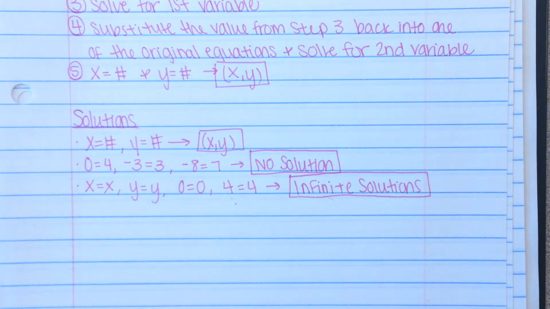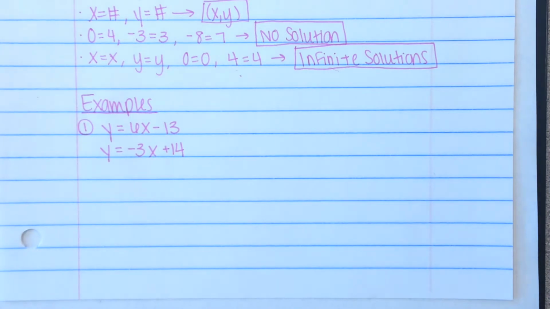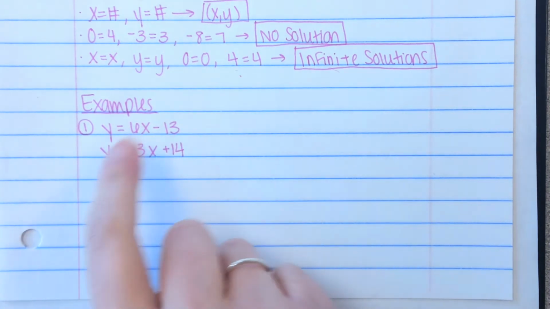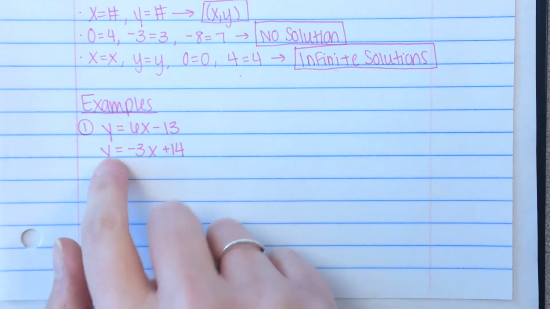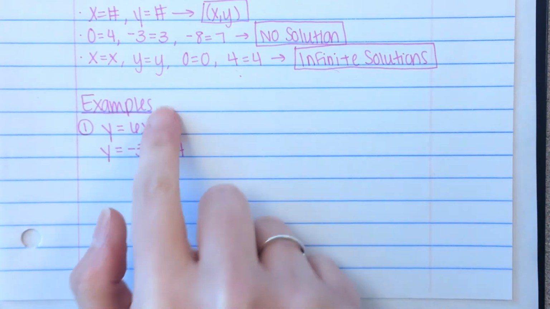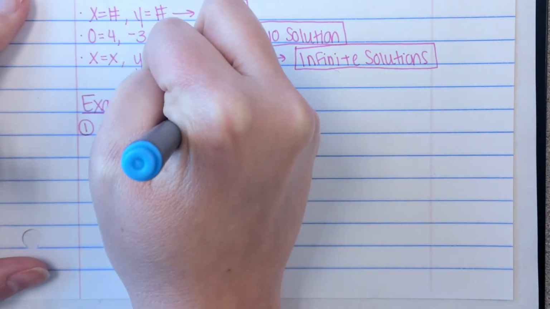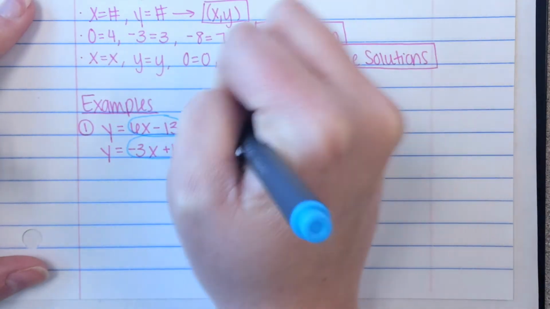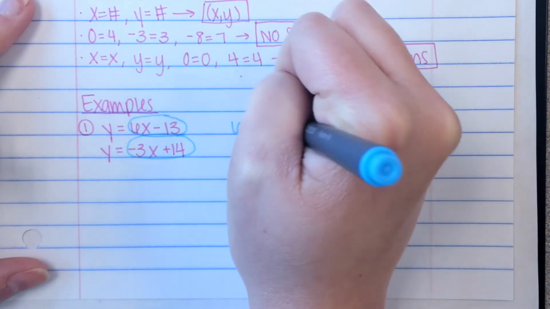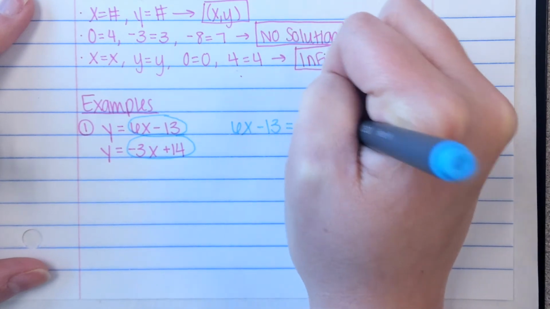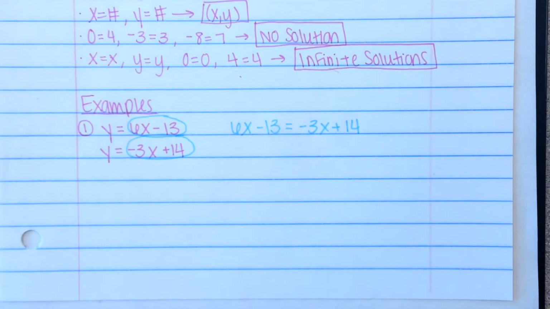Now, let's move on and work on some examples. Okay, here's example number 1. So this one's a little bit different. You have two y equals equations. That means that y equals this and y equals that. So because y is the same, we can set these equal to each other and then solve them. So we're going to plug this in for a y and this in for a y. And we'll have 6x minus 13 equals negative 3x plus 14. Okay, now from there, we're going to solve it. So take just a second, solve that on your own, see what you get.